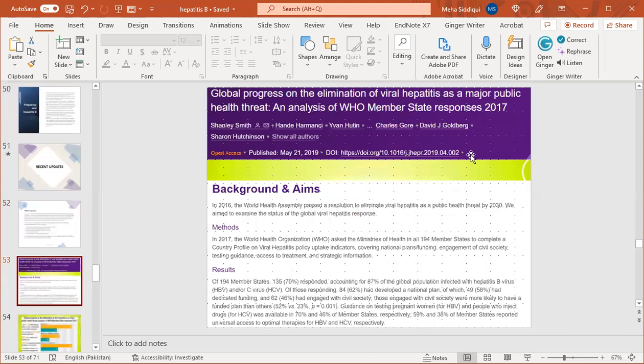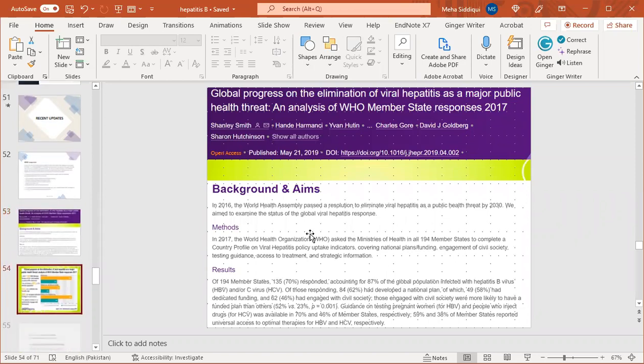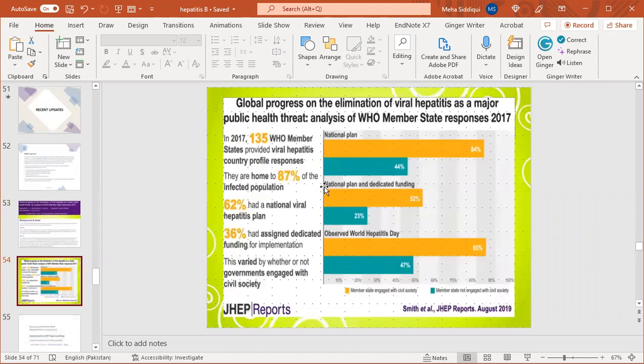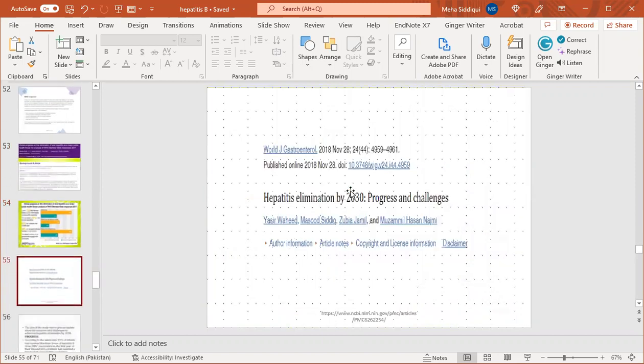This is an article on global progress on the elimination of viral hepatitis as a major public health threat. In 2016, the World Health Assembly passed a resolution to eliminate viral hepatitis as a public health threat by 2030. And this study aimed to examine the status of the global viral hepatitis response. In 2017, 135 WHO member states provided viral hepatitis country profile responses. They are home to 87% of the infected population. 62% had a national viral hepatitis plan, and 36% had assigned dedicated funding for implementation.